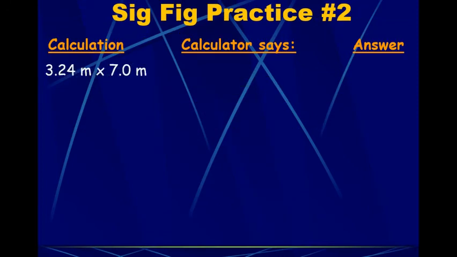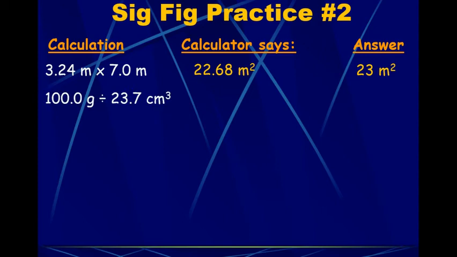Okay, so let's practice this. If you plug this into your calculator, 3.24 meters times 7.0 meters, the meters tells us we measured it. My calculator says 22.68 meters squared, but because 7.0 has 2, I'm going to round it and report my answer as 23 meters squared.